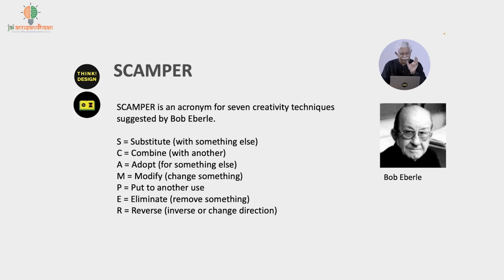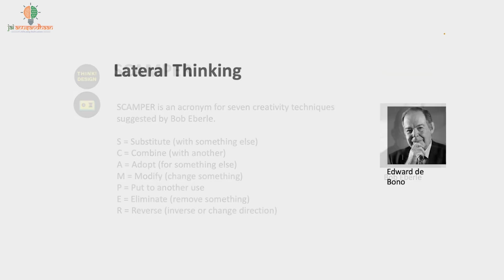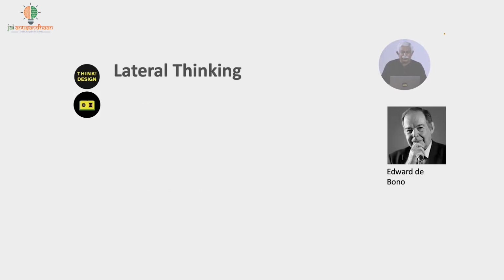Okay, so very simple. It's SCAMPER, made out of 7 letters, each one standing for different ways of finding creative solutions. Let's go through it. S for substitute, C for combine, A for adapt, M for modify, P for put to another use, E for eliminate, and R for reversing. Lateral thinking, okay, again taught by Edward de Bono.